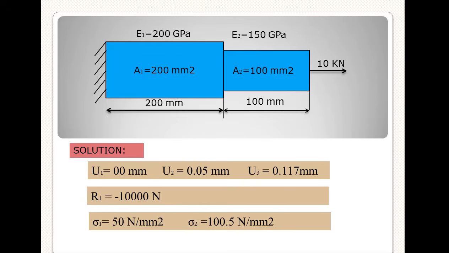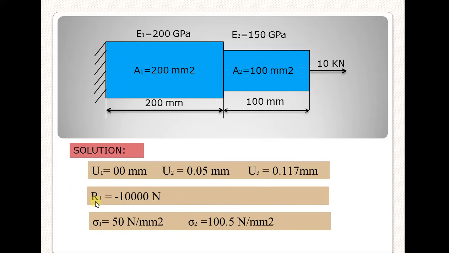We are having a step bar which has two elements, each element having a different cross-sectional area and different material properties. The step bar is fixed at one end and it will be loaded at the other end by a force of 10 kilonewton. So after solving, we will get the results as the deformation at node number 2 is 0.05 mm, node number 3 is 0.117 mm.